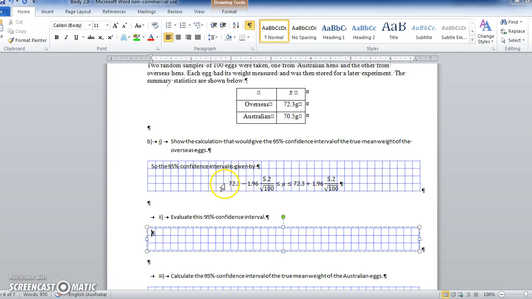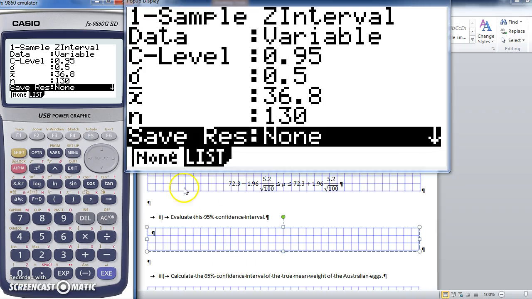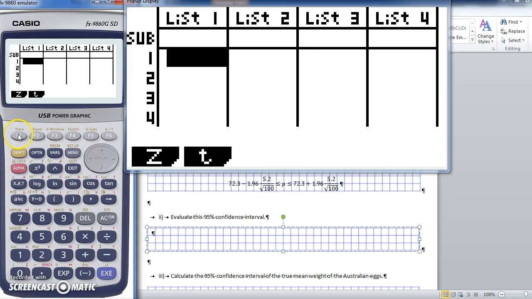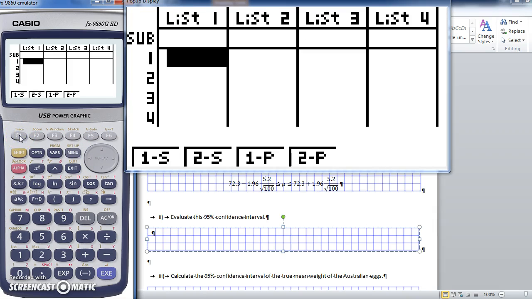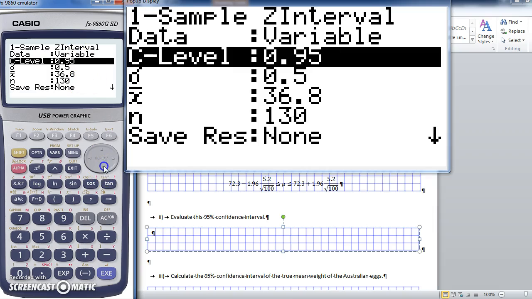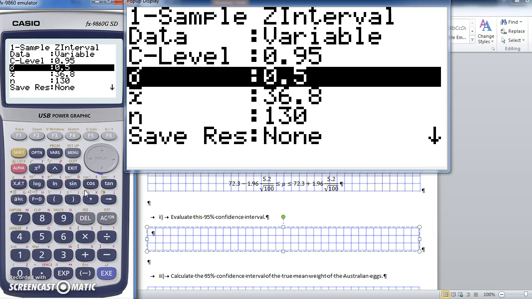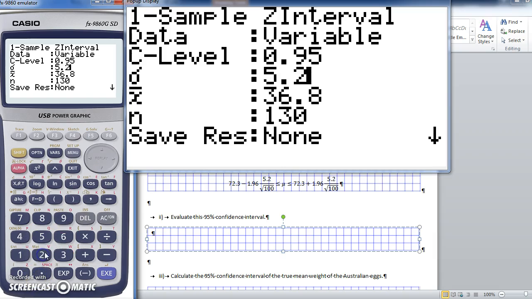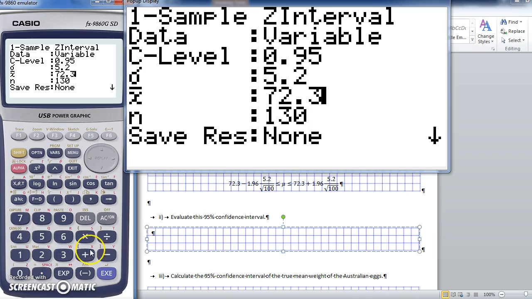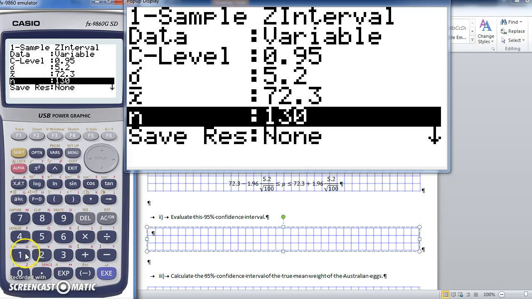In most cases what I do is I just get out my calculator and plug in those values and find what they come out to. Just for argument's sake, I'm going to do it to teach you again how to use the calculator. So it's F4 for INTR, F1 for Z, F1 again for 1S, and then because we've already set it to variable, confidence interval of 95, our population standard deviation is 5.2, x bar is 72.3, and n is 100.